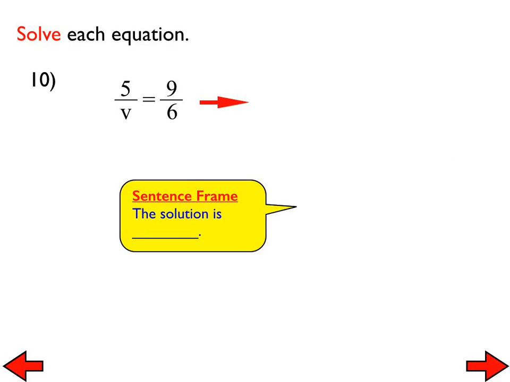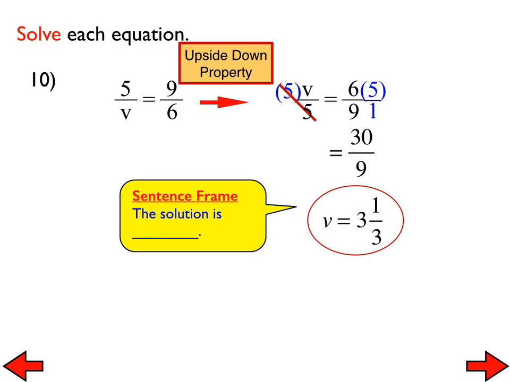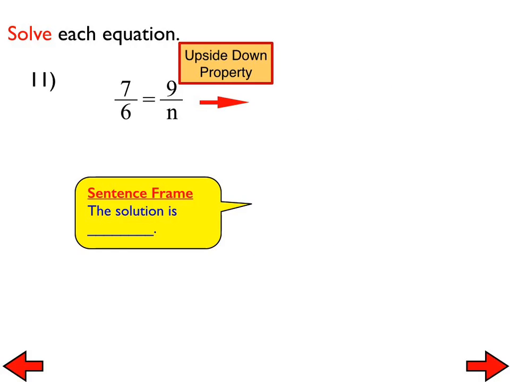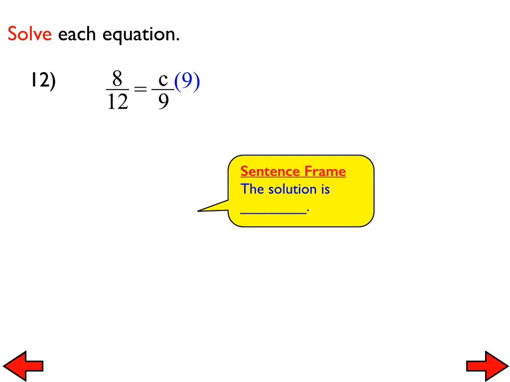Number 10, this one you will need to use the upside down property to get the variable on top. Doing it the newer way, multiply both sides by 5. Then we have 30 over 9, which is 3 1/3 for the solution. Number 11. Use the upside down property again if you're going to do it the newer way. Multiply both sides by 9. 9 over 1 times 6 over 7 is 54 over 7, but that is 7 5/7 for the solution. And then the last one, multiply both sides by 9. We end up with 72 over 12, which obviously is 6 for the solution.